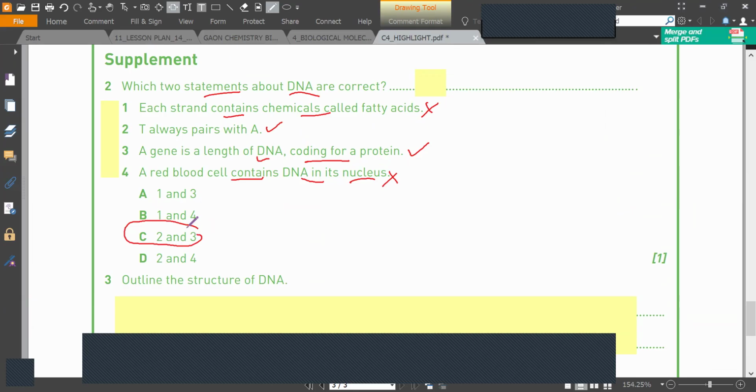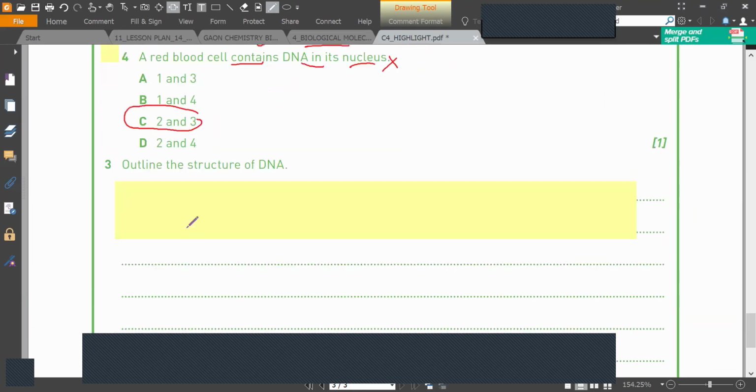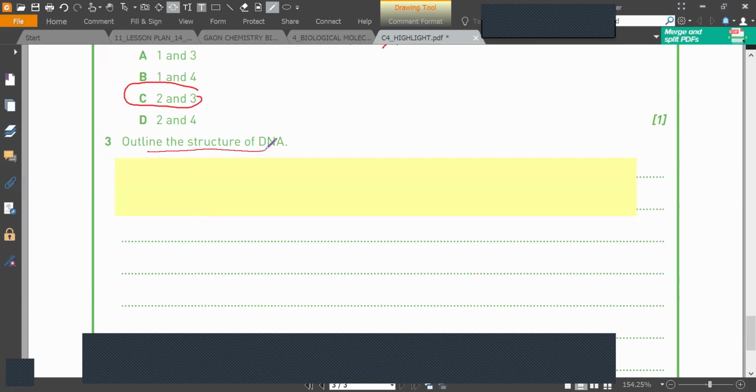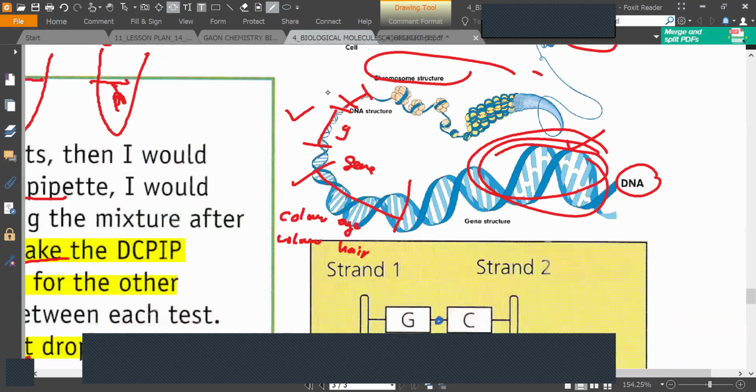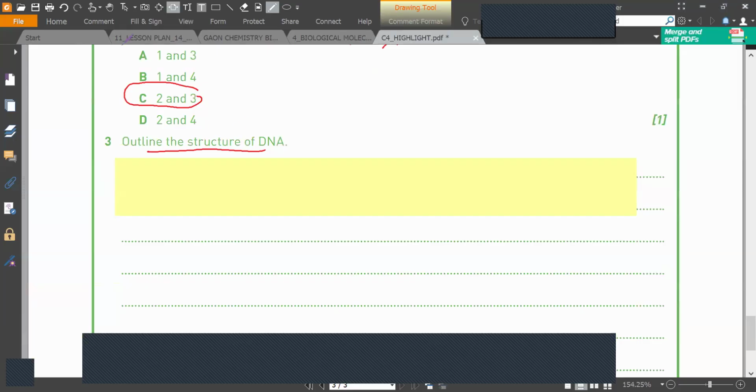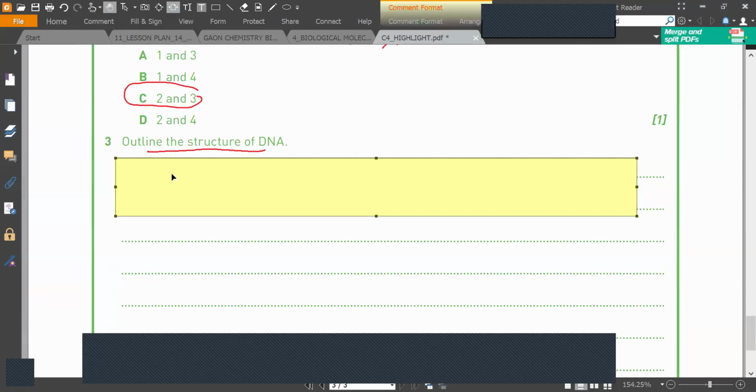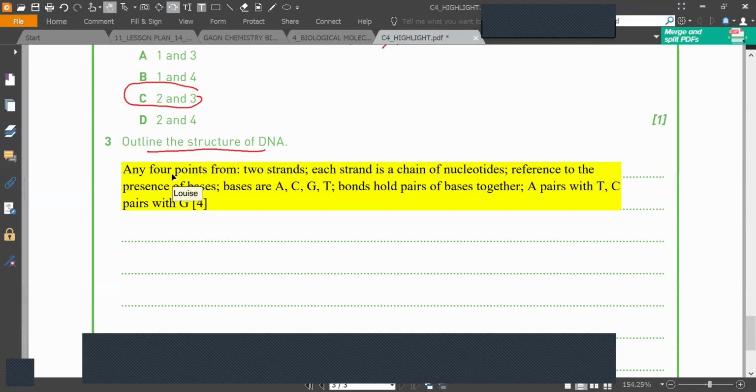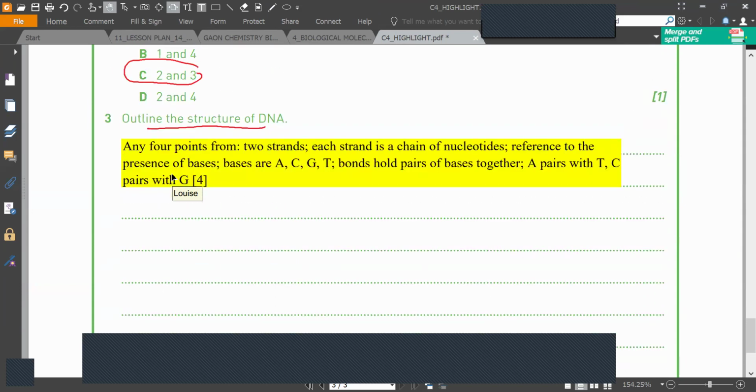Next. Outline the structure of DNA. So this is our DNA here. How can we describe this structure in words? Sometimes it can come out in the exam. Describe this structure in words. So how can we do that? This is what we can say. This is a 4-point question.